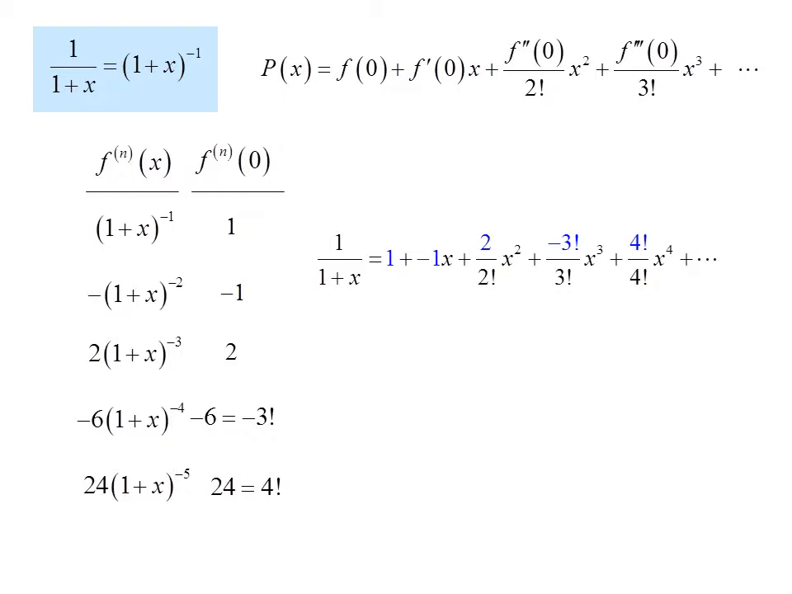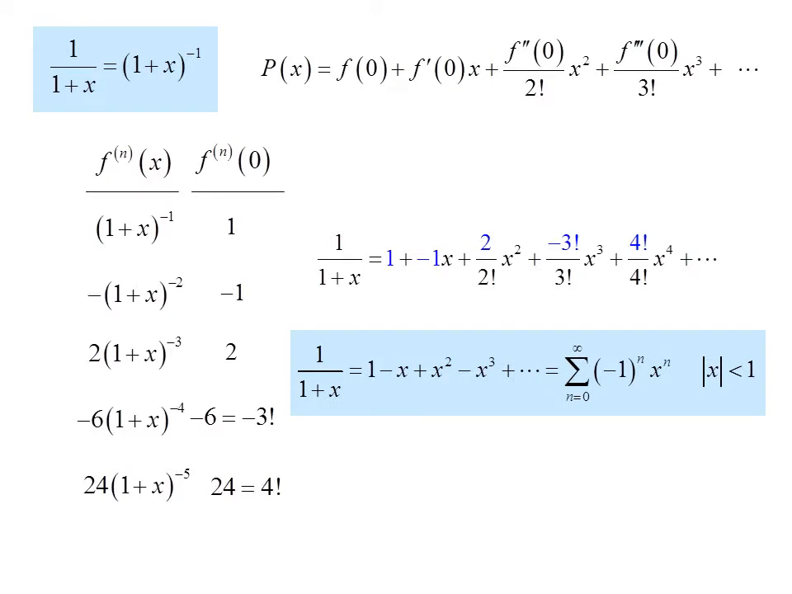We put those coefficients into our series and simplify. So we get 1 over 1 plus x equals 1 minus x plus x squared minus x cubed plus ... equals the summation from n equals 0 to infinity of negative 1 to the n times x to the n, where the absolute value of x is less than 1. This is a geometric series with first term a equals 1 and common ratio r equals negative x.